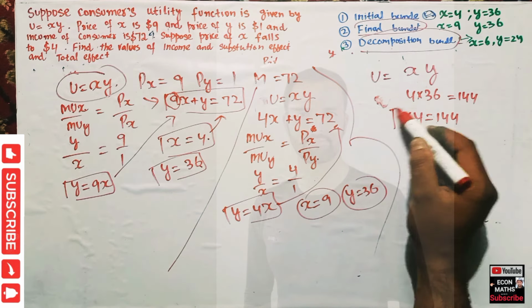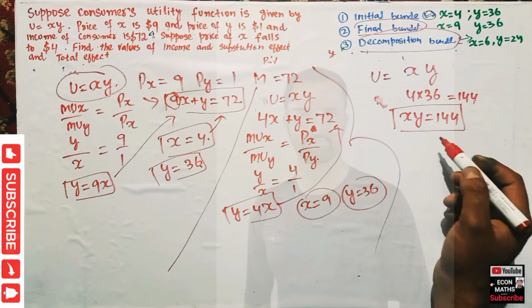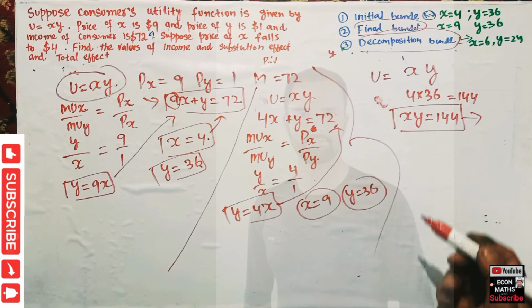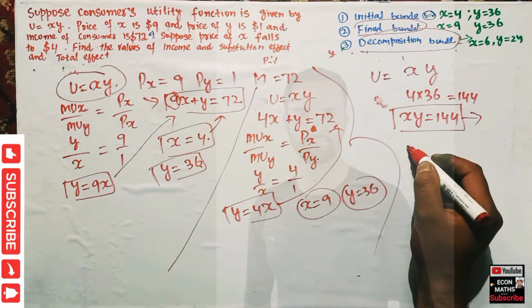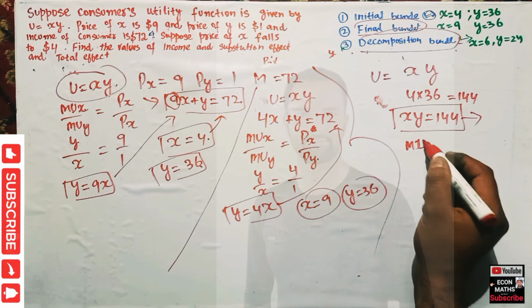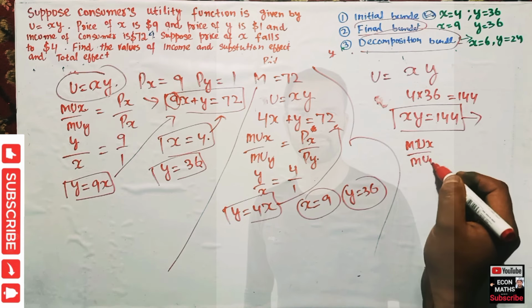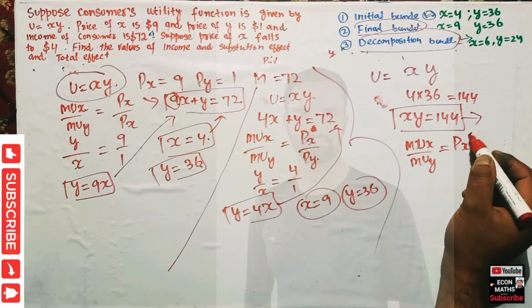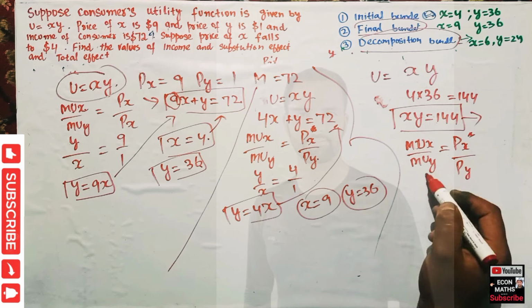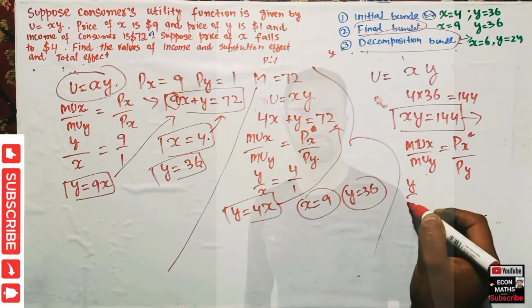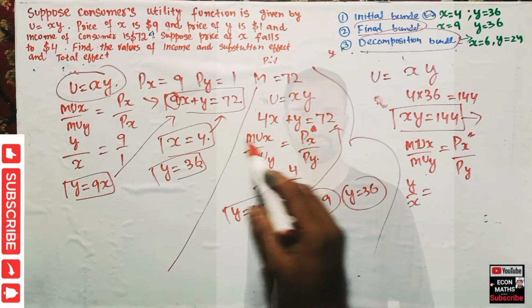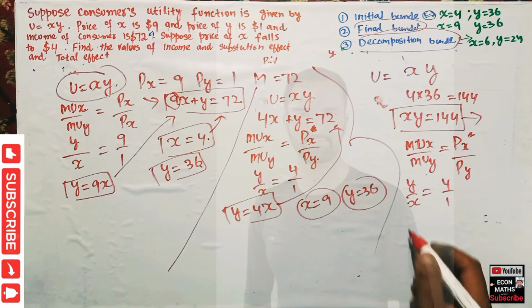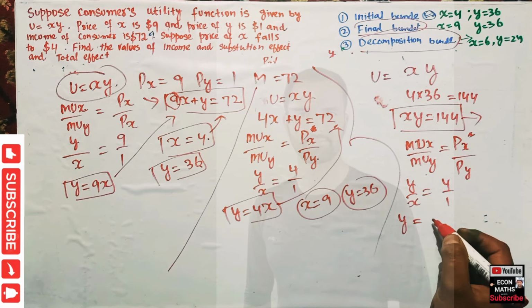So we just took this, xy is equal to 144. After that, we used our new price ratio here. The marginal utility of x upon the marginal utility of y should be equal to our new price ratio, that was the price of x upon the price of y. Okay, the marginal utility of x and y gave y upon x, and our ratio was 4 upon 1. So we got y is equal to 4x.